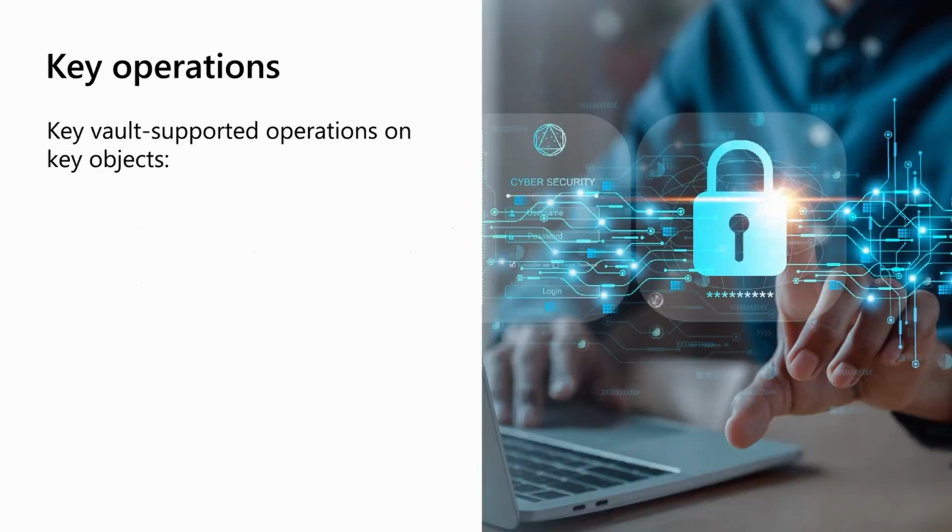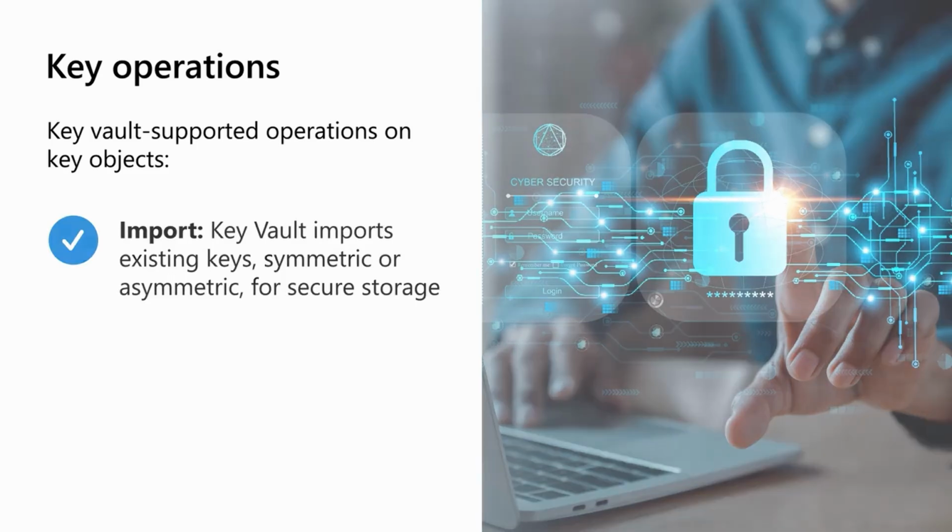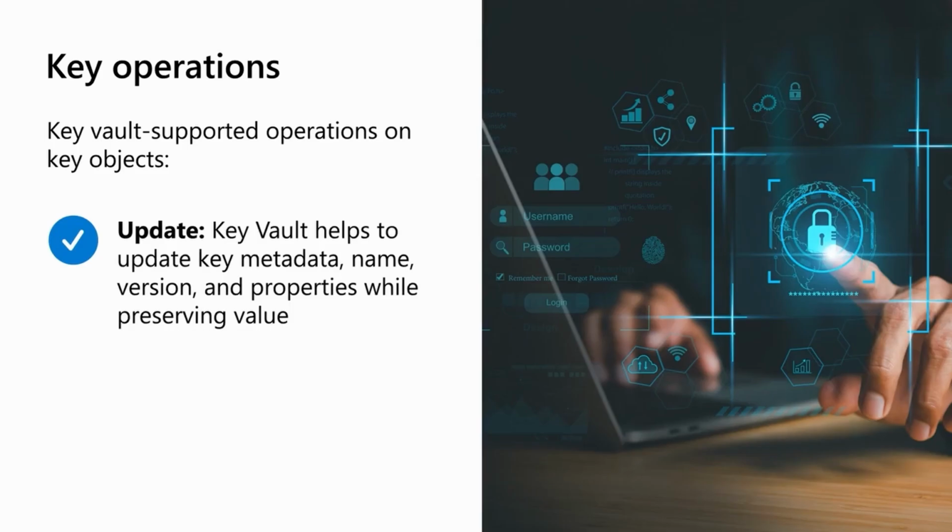The second key function is Import. This operation enables a client to import an existing key into Key Vault. Key Vault supports the import of both symmetric and asymmetric keys. The next key function is Update. With the update operation, a client with sufficient permissions can modify the metadata associated with the key previously stored in Key Vault. Metadata includes attributes such as the key's name, version, and other properties. This operation allows for modifying key-related information while retaining the underlying key value.